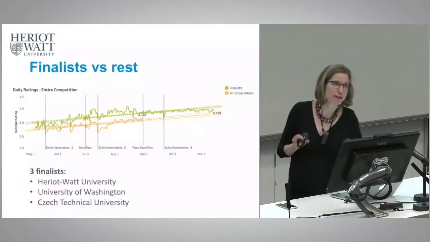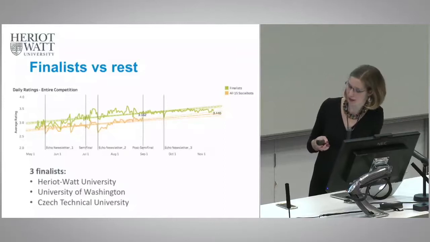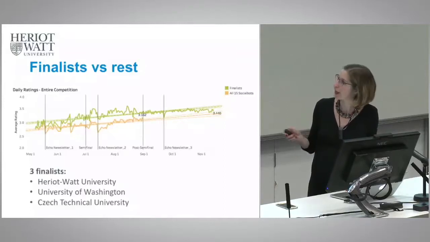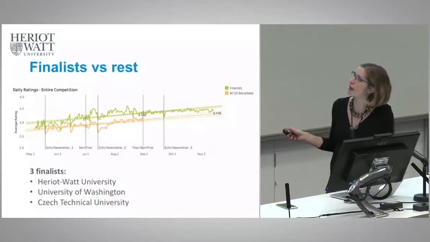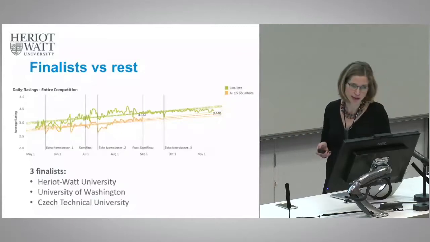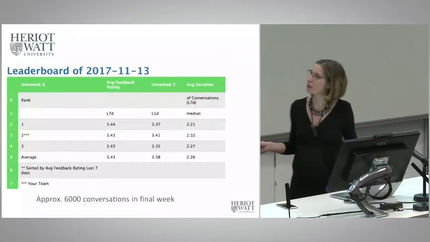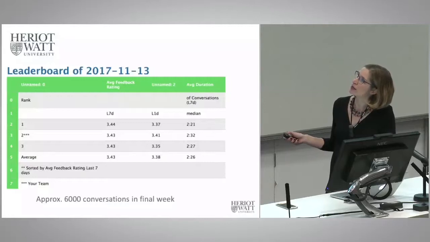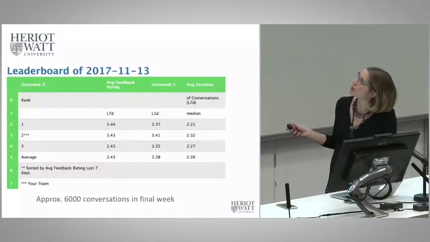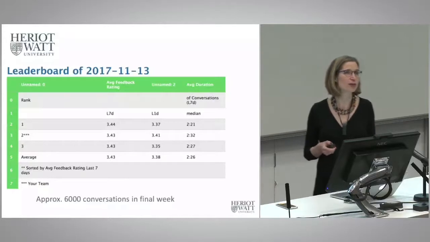So then it shows 3 finalists, and Heriot-Watt was one of these finalists, together with the University of Washington and the Czech Technical University. And as you can see from this graph, the 3 finalists did actually quite a bit better than all the other systems in terms of user ratings. Then by the end of the final period, again, we were rated in place 2, but as you can see from these averages, all the systems were pretty much as good as each other. And our system was indeed quite a bit better in terms of average length. That was another thing Amazon really cared about, how engaged is the user during these conversations.